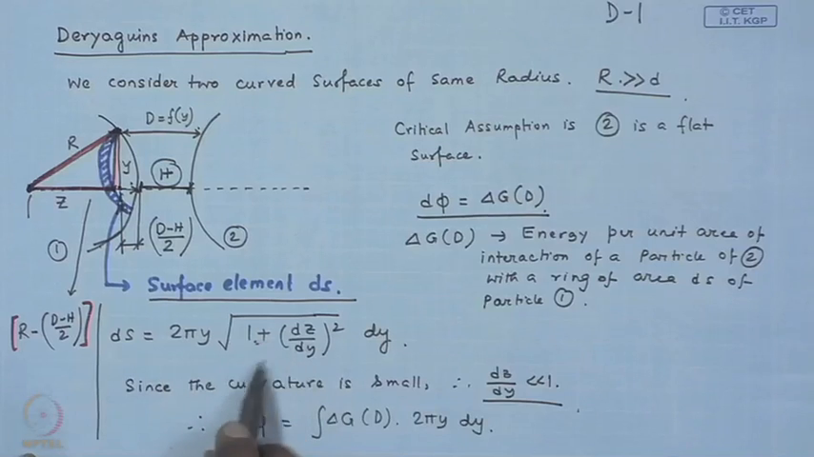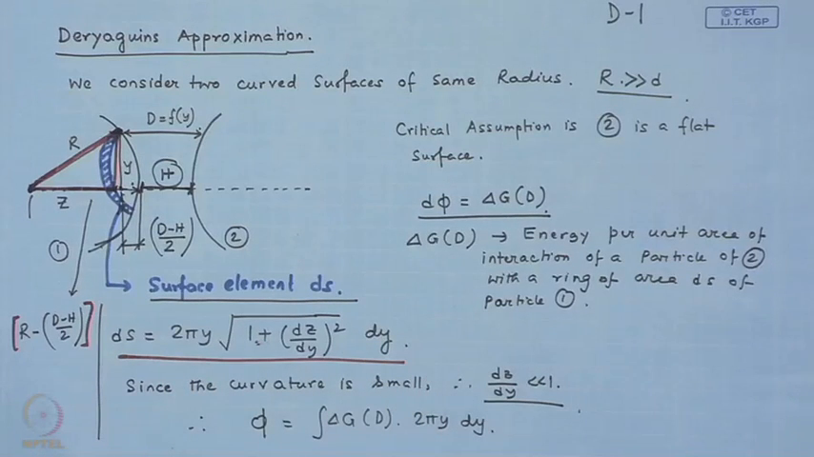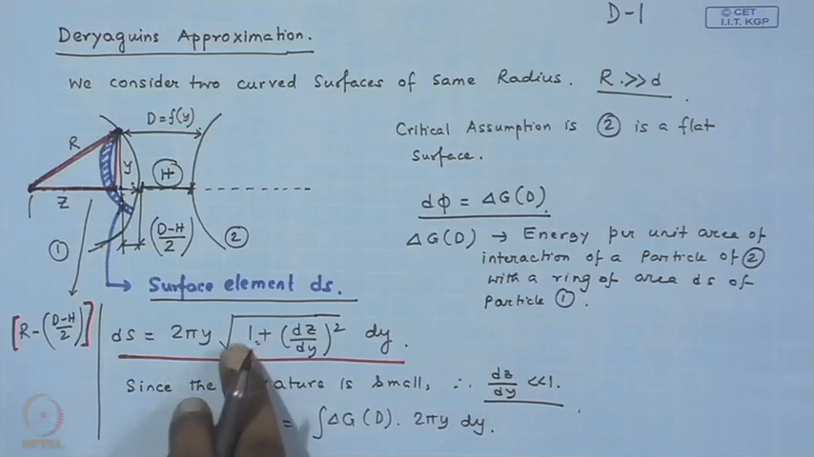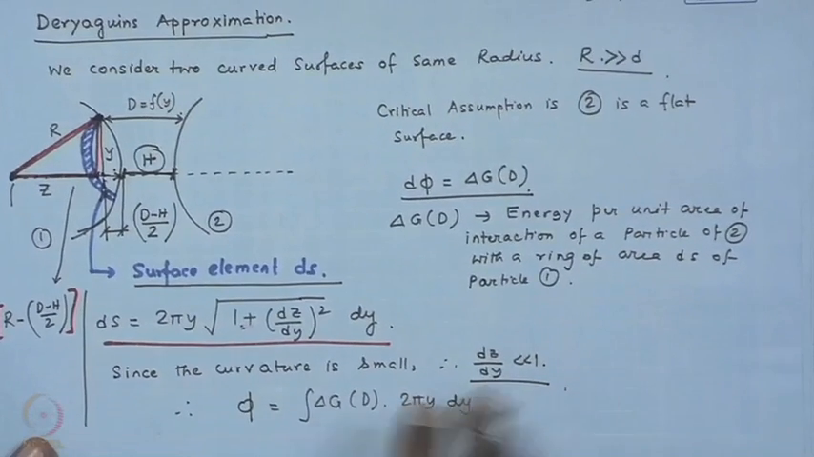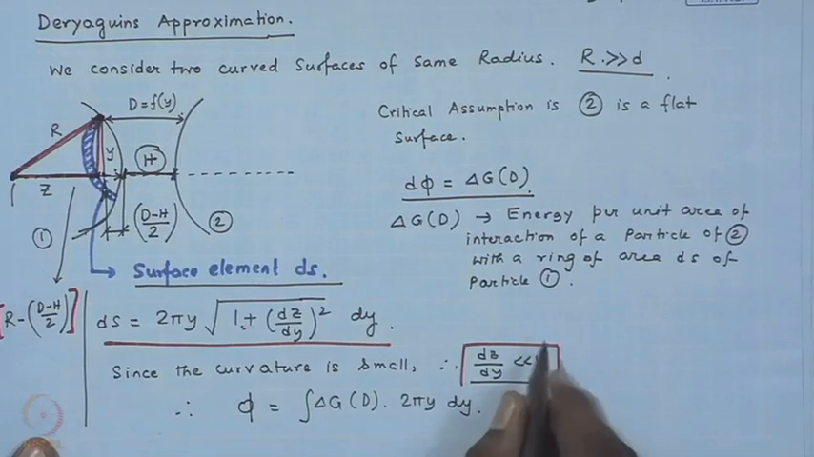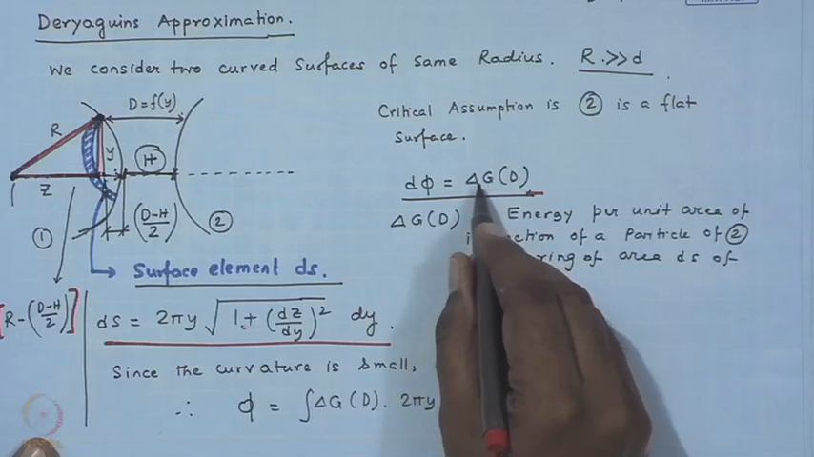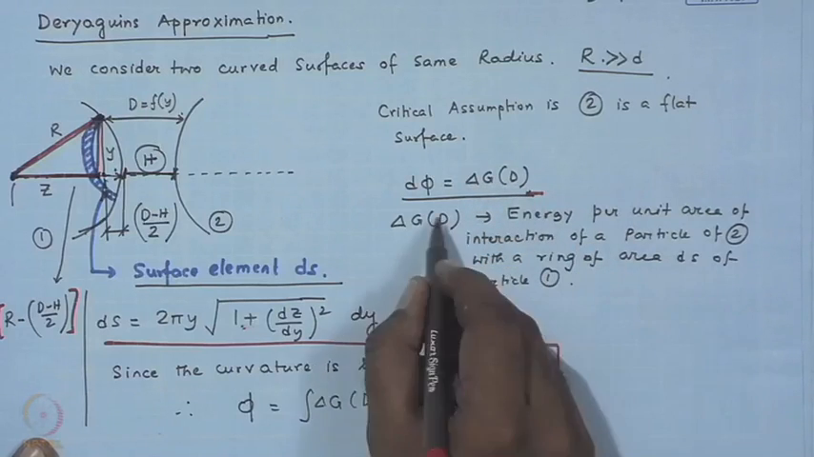Now, this is the surface element. I would strongly recommend you to look at the derivation for the Young-Laplace equation for an axisymmetric surface to get an expression for this one, how this thing comes. Since the curvature is small, therefore, del z del y is much smaller than 1, and del phi is equal to delta g d as a function of d.